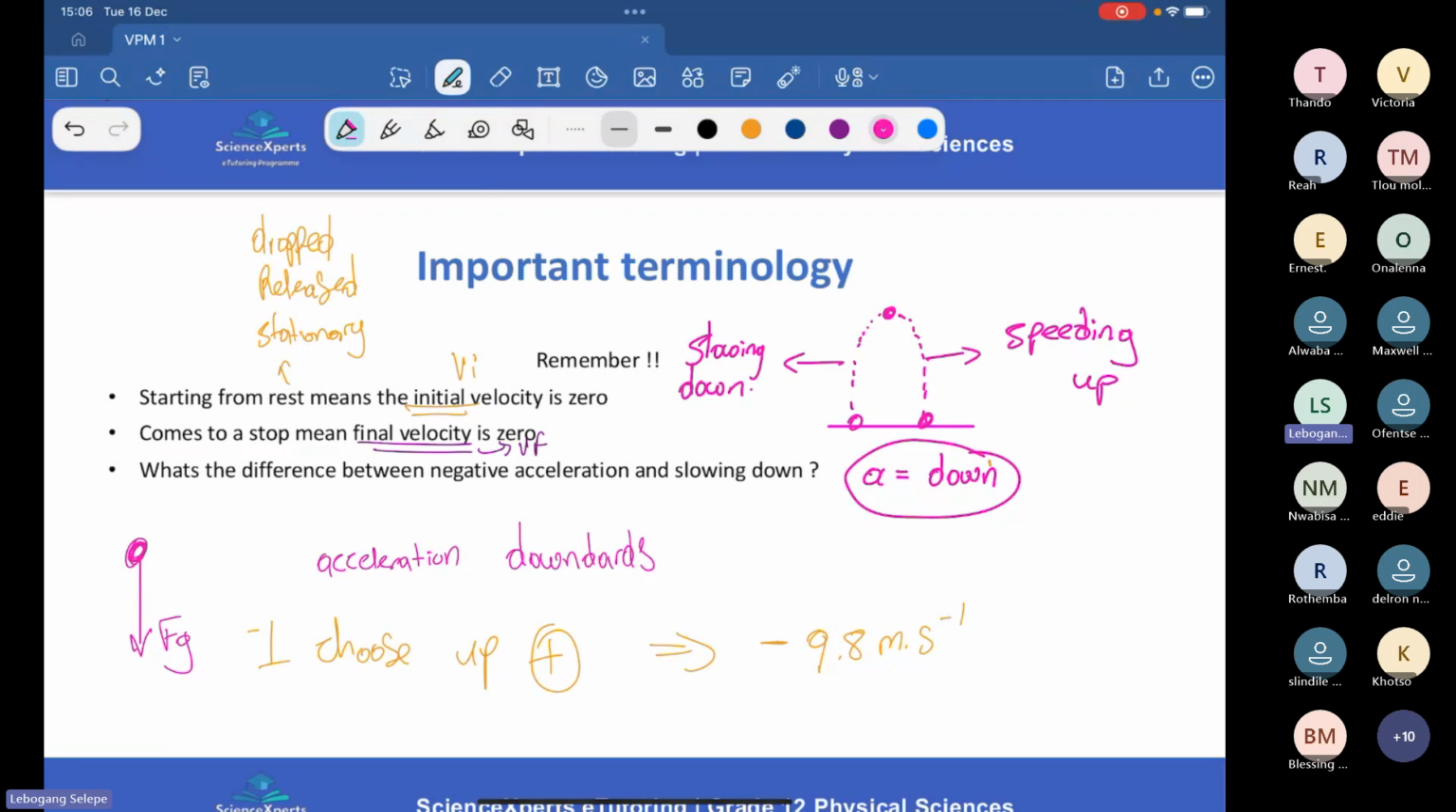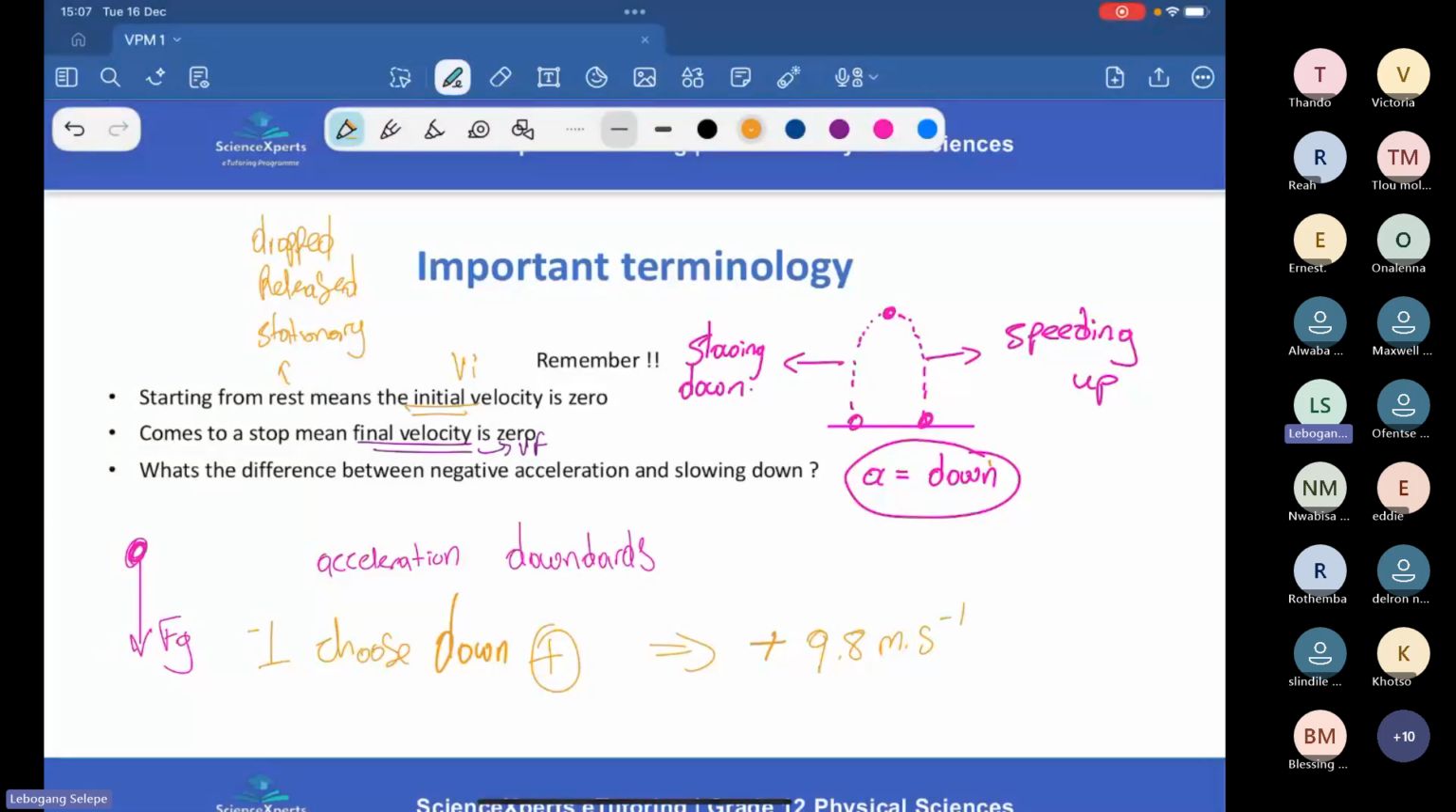I can change things. Remember that the positive direction is your choice. I can say that I choose down to be positive now. Then it means that my acceleration would be positive, because remember F net is downwards. So if down is positive, then my acceleration would be positive, right? I would still end up at the same conclusion.